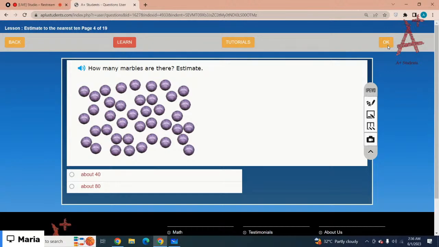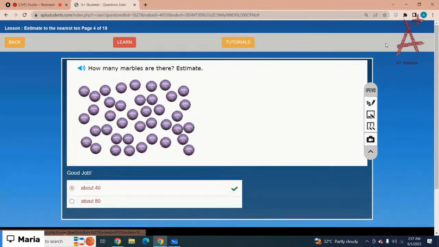Okay, how many marbles are there? Which is the correct option? About 40 or 80? No, it is much less than 80. They look like 40. That means they are about 40 marbles. Got it? The correct option is about 40.